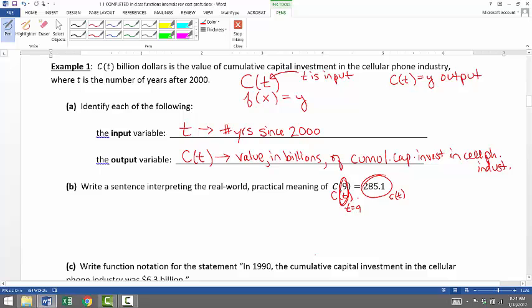So they're talking about the year 2009. So in 2009, the 285.1 is the billions of dollars. So, in 2009, the value of the cumulative capital investment in the cell phone industry was $285,100,000,000.